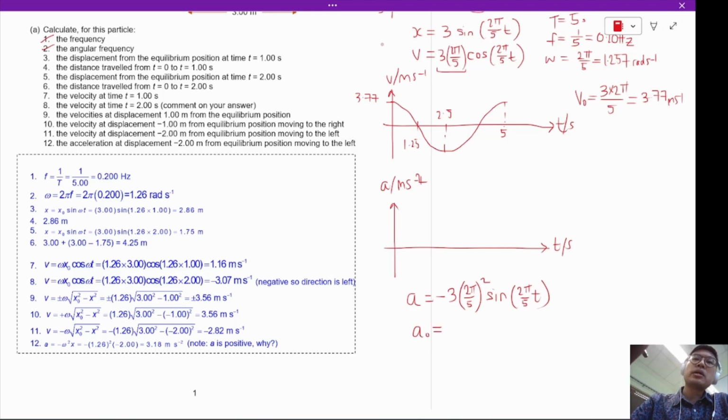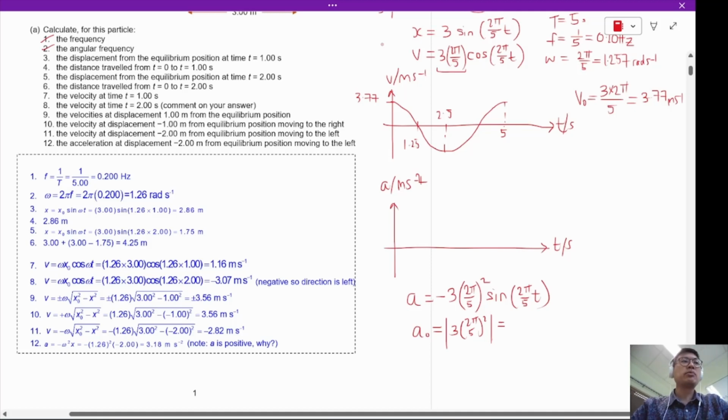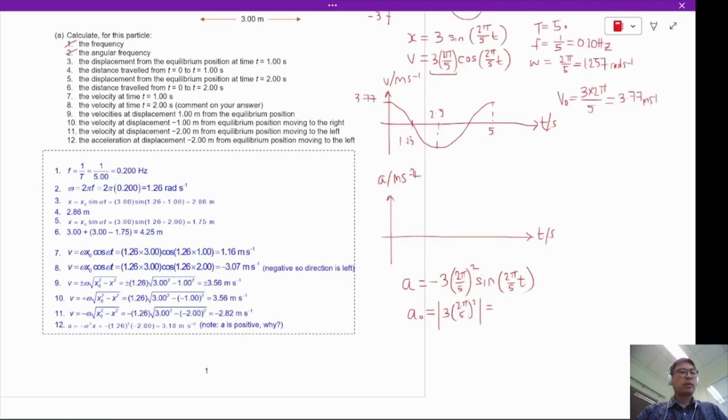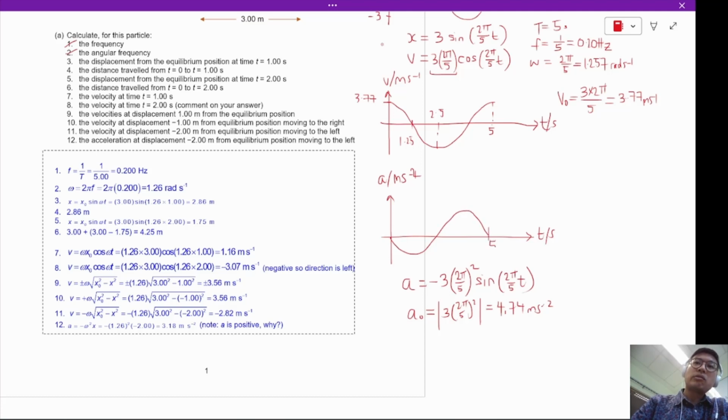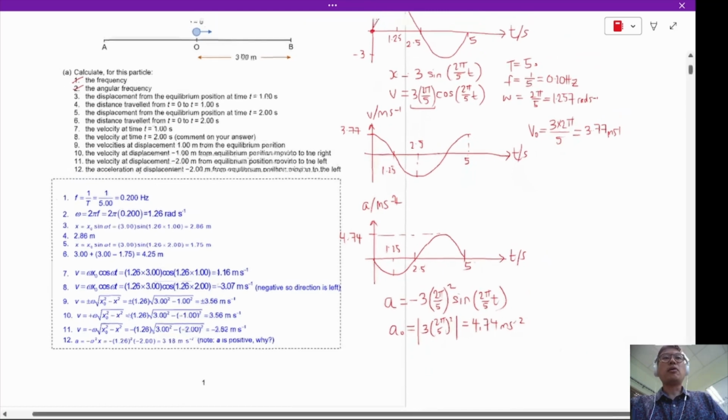We can also work out the maximum value of the acceleration, which is 3 times (2π over 5) squared, and the maximum value of the acceleration will be 4.74 meters per second squared. So now we're going to have a negative sine graph with the same period as before. This is 5, this is 2.5, this is 1.25, and the maximum acceleration will be 4.74 meters per second squared.